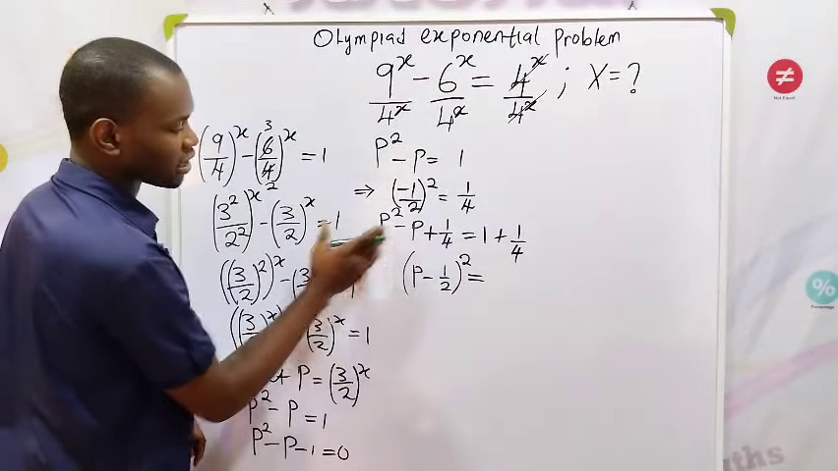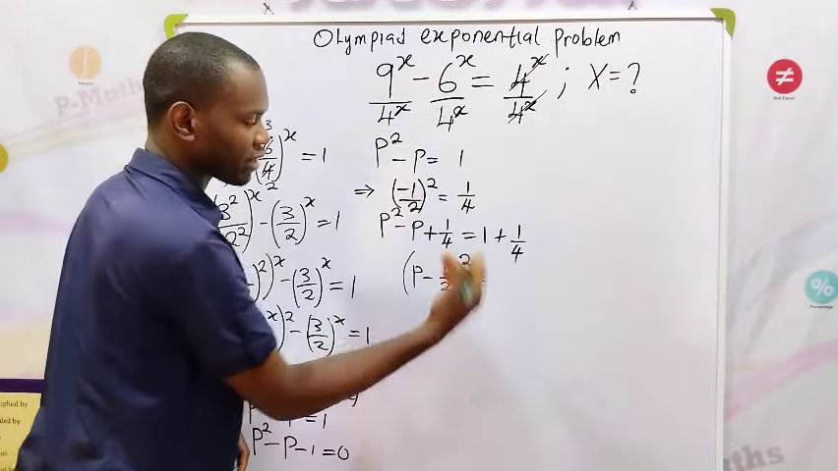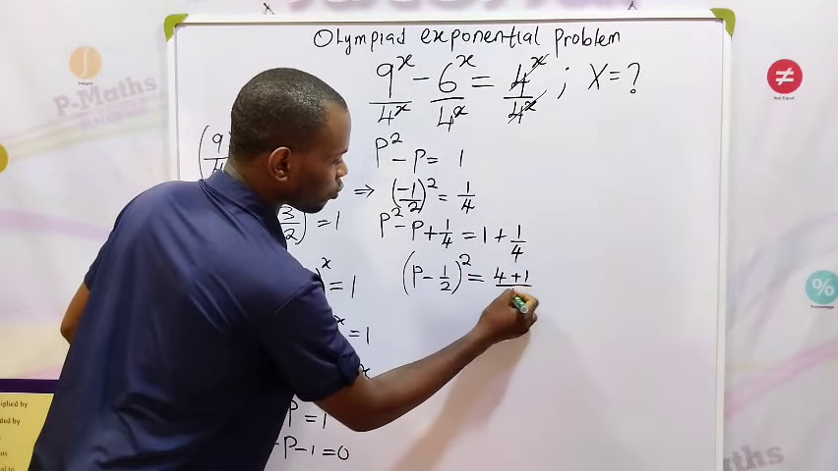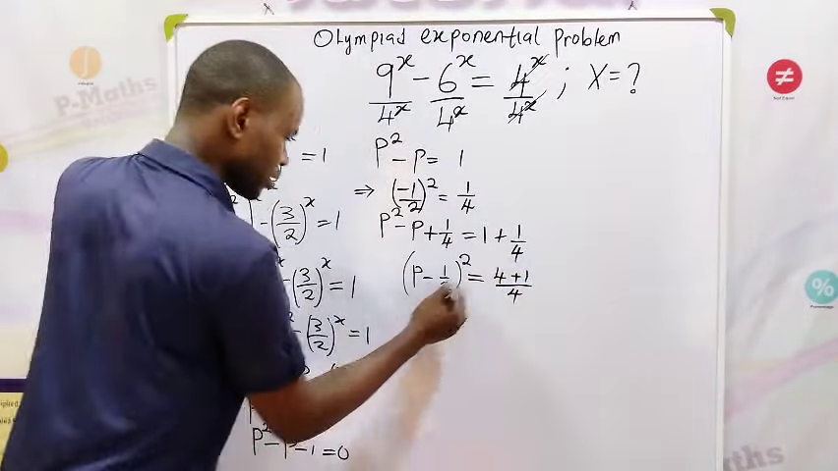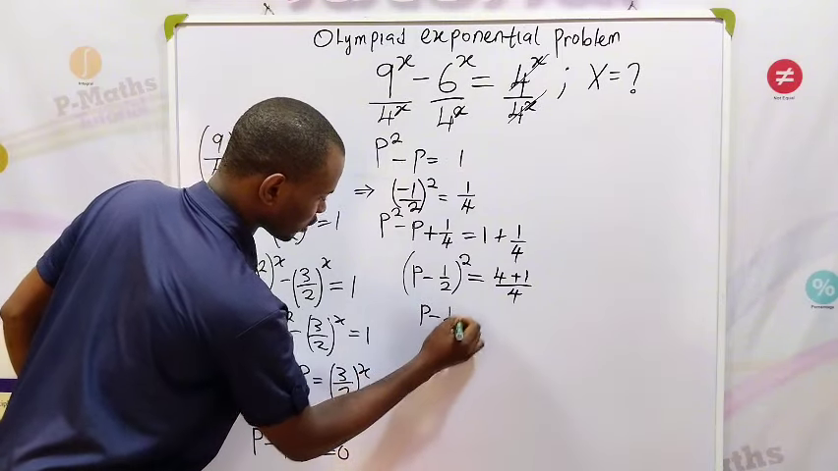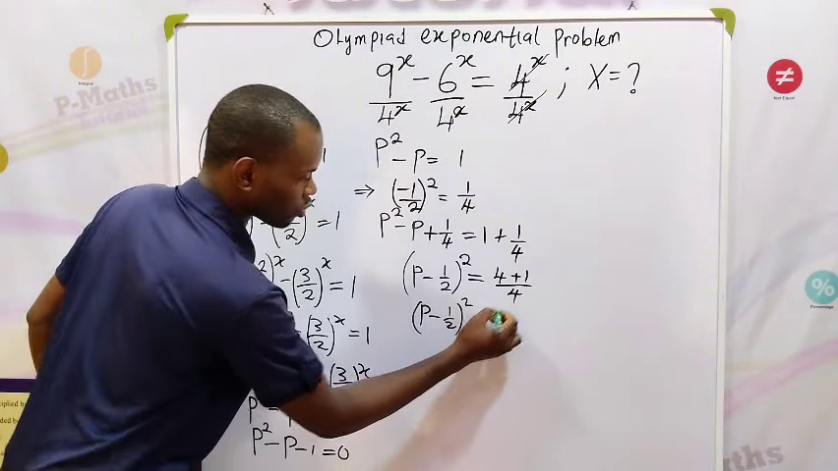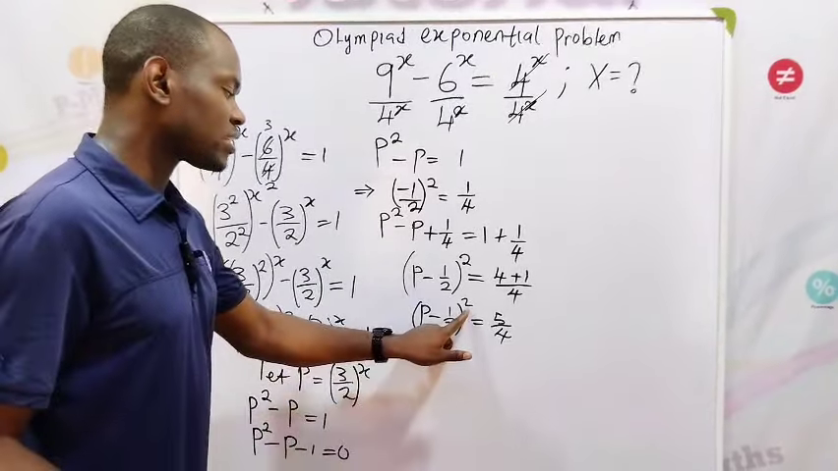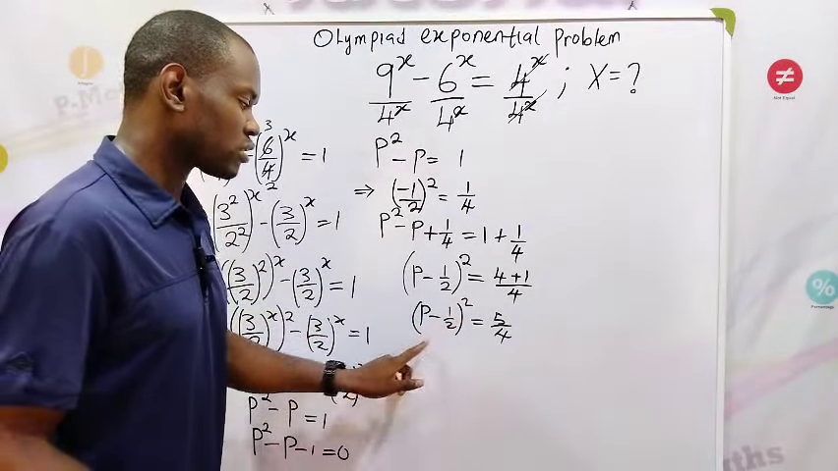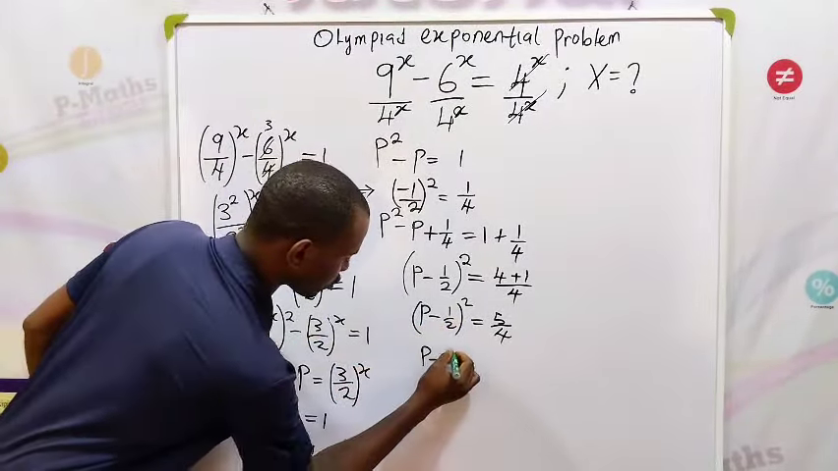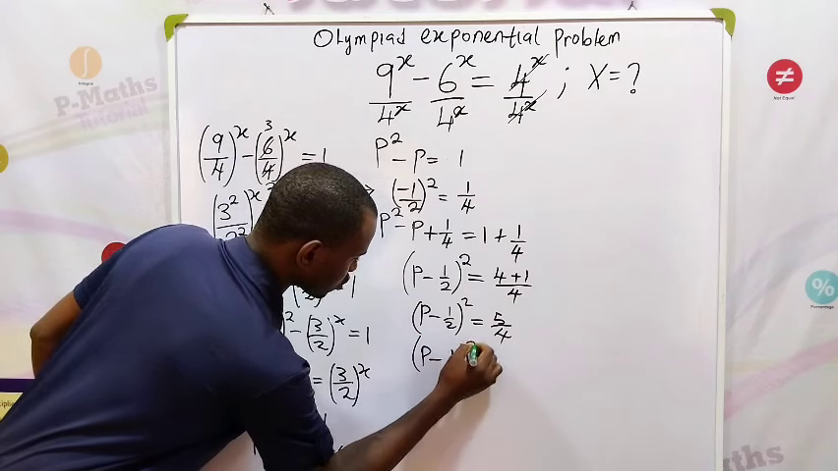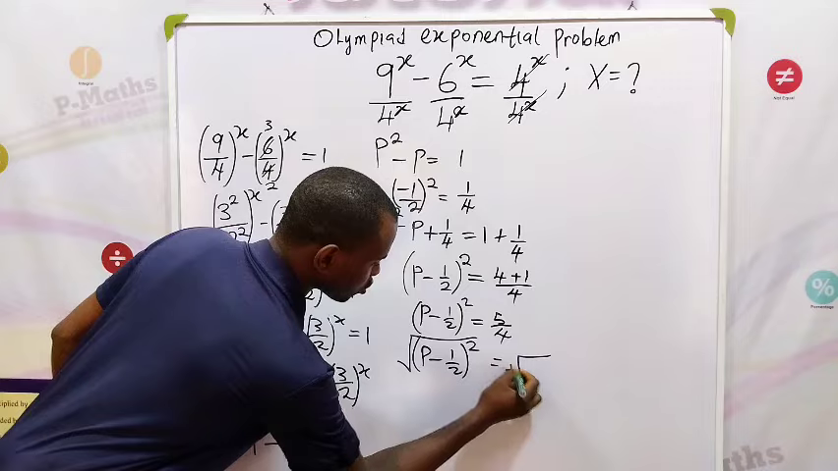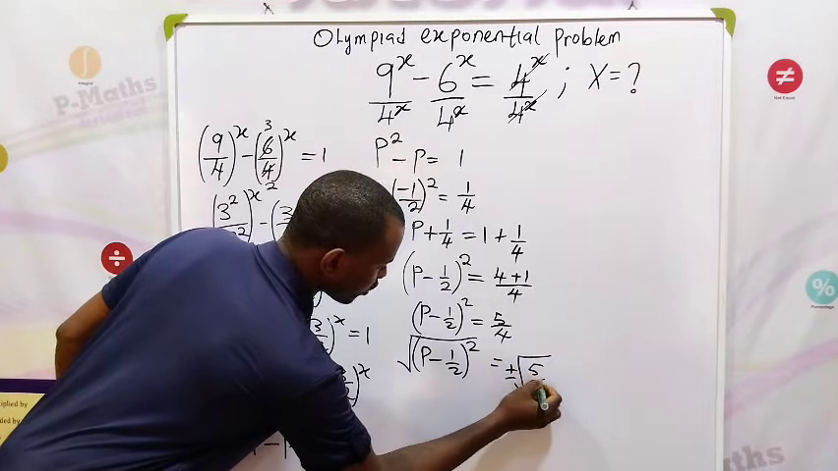So we have factorized the left hand side. Then simplify the right hand side. 4 times 1 is 4 plus 1 over 4. Then add here, this is p minus 1 over 2 squared equals 5 over 4. Now to eliminate the power, take the square root of both sides. So we have p minus 1 over 2 squared, take the square root, equals the square root, plus or minus, of 5 over 4.